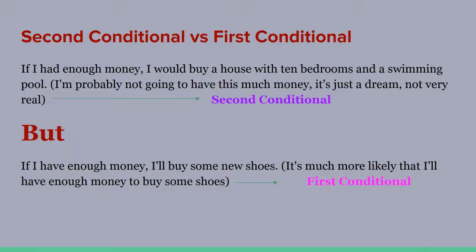It's not very real. But if I say, if I have enough money, I will buy you some new shoes. In this example, we use first conditional because it's much more likely that I will have enough money in the future. Again, this is a possibility to buy you some new shoes.